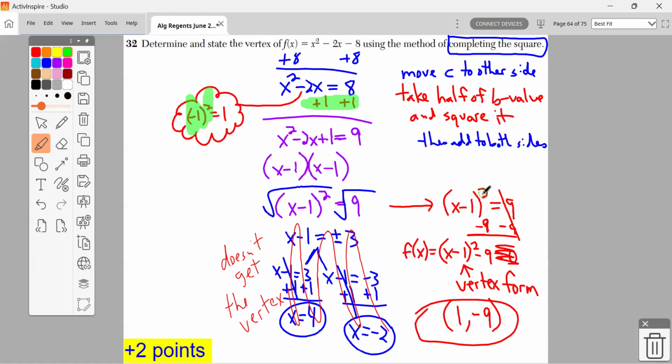So x minus 1 squared equals 9. To put it into vertex form, we would have to subtract by 9 and subtract by 9. This is vertex form now. And we get 1 and negative 9 from that vertex form. We don't have to do the rest of the completing the square because that gets your x-intercepts or roots or solutions. That doesn't get us the vertex, all right? This is a very hard question.